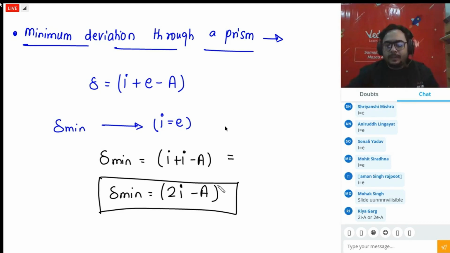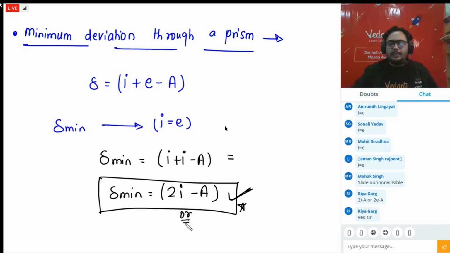This is a very important formula. Remember it. Yes, you can say 2I minus A or 2E minus A also, because both are same. Okay.